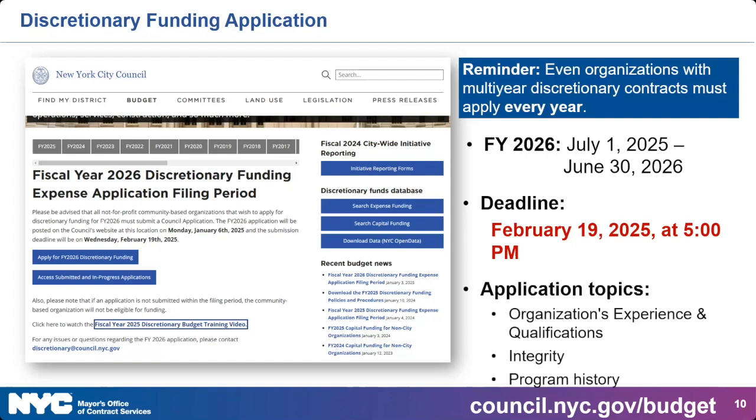The application asks for information about the organization's experience, qualifications, integrity, and the program or service for which the organization is requesting support. For more information about the application, please contact City Council at discretionary@council.nyc.gov.